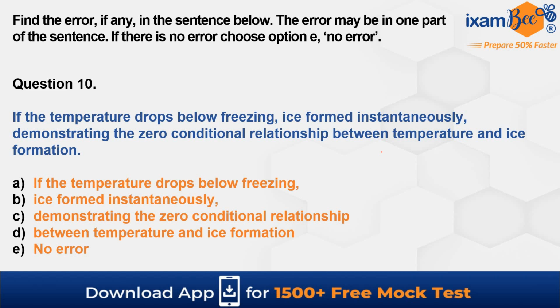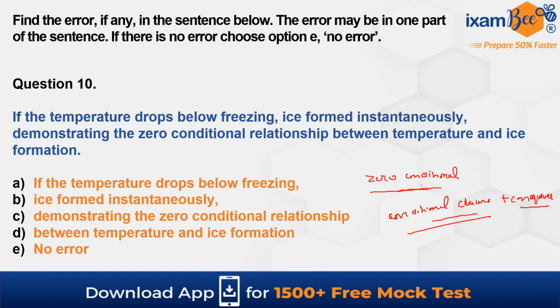If the temperature drops below freezing, ice formed instantaneously. This particular sentence is your zero conditional sentence. How do we define, first of all, a conditional sentence? A conditional sentence is a sentence which has a condition in it, right? So it is divided into two clauses. One is called conditional clause, right? And later on in the second clause, a consequence is shown or expressed based on the fulfillment of this clause. So this is your zero conditional sentence.